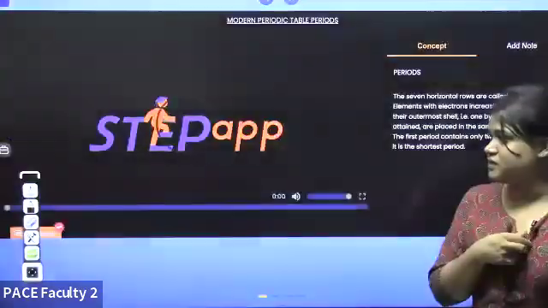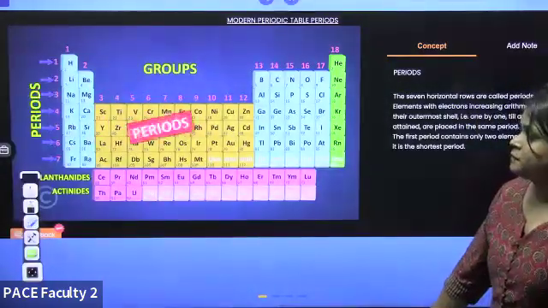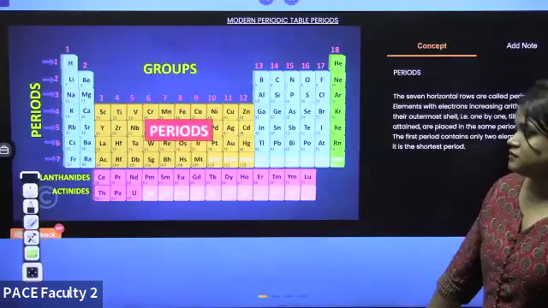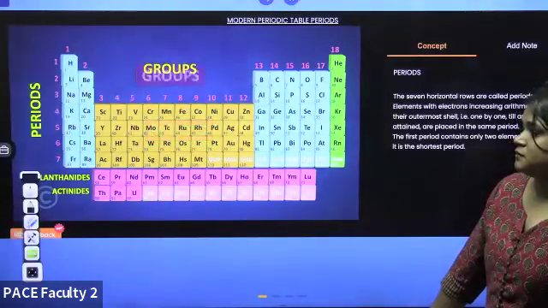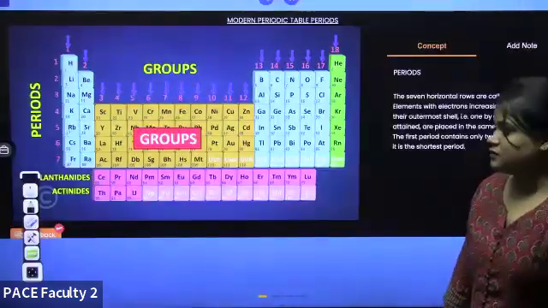Let's see some more properties about the modern periodic table. Rows are called periods. Elements with electrons increasing arithmetically in their outermost shell, that is, one by one, till an octet is attained, are placed in the same period. The first period contains only 2 elements.